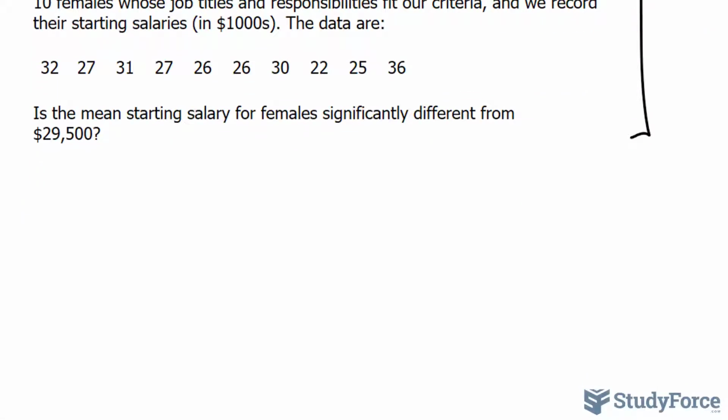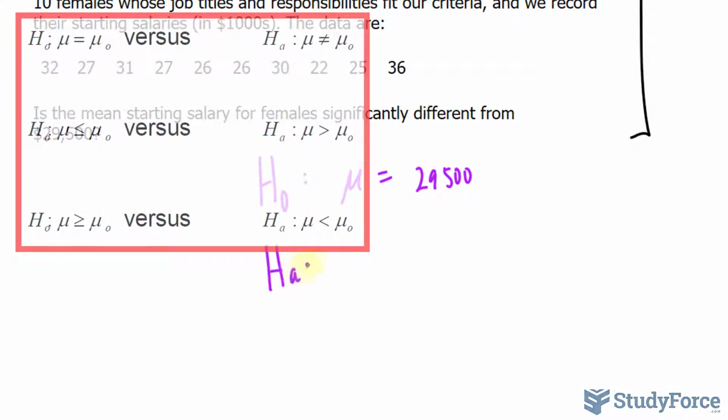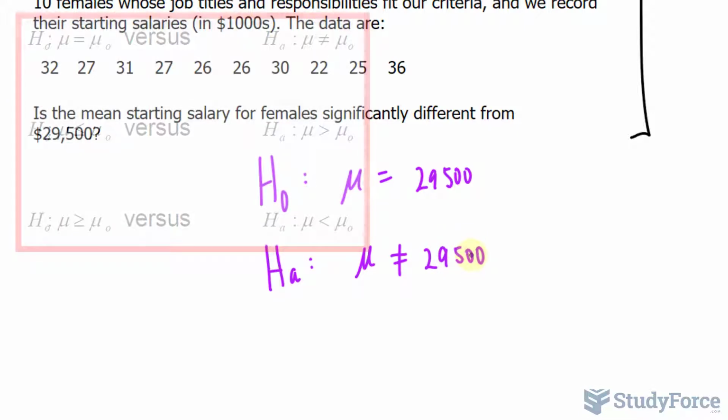What I will do is write down the hypothesis. The null hypothesis is equal to 29,500. So we're assuming for the null hypothesis that it's no different than 29,500, and the alternative will be that it is not equal. So either it's lower or higher.